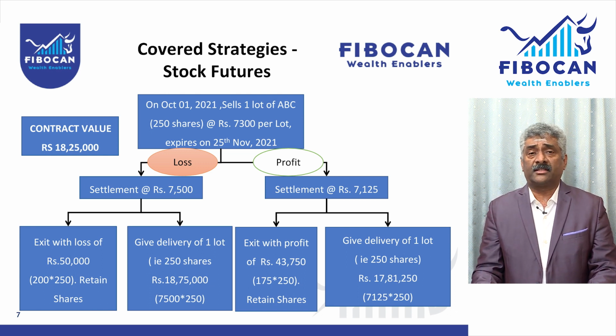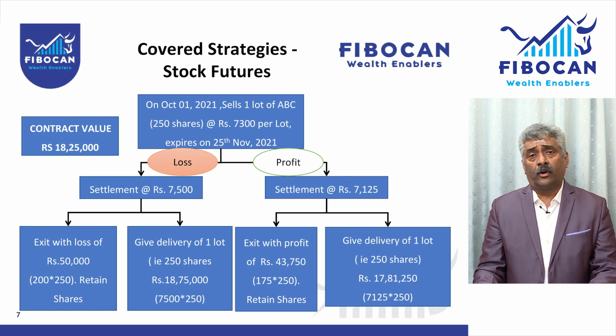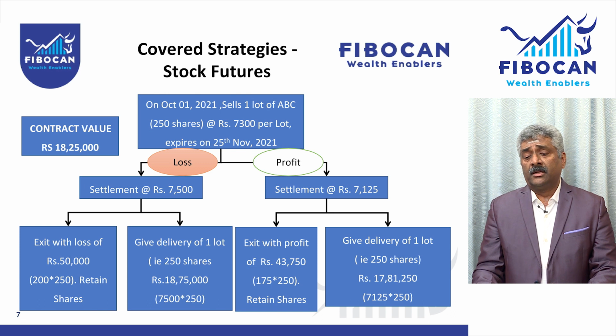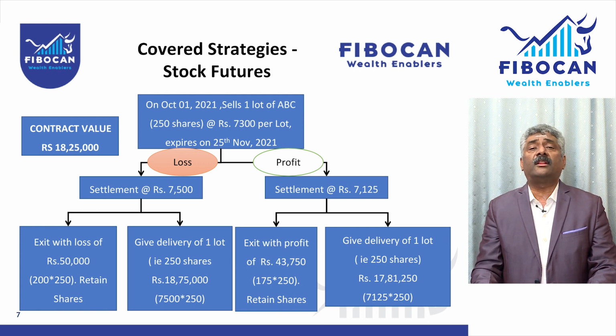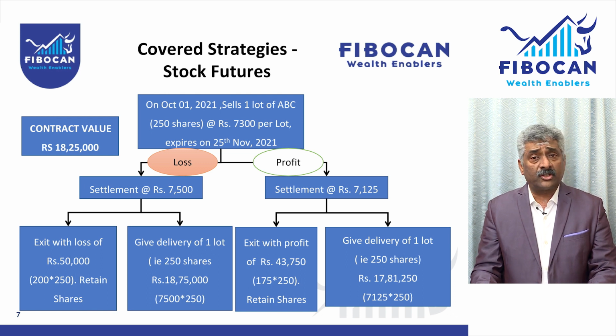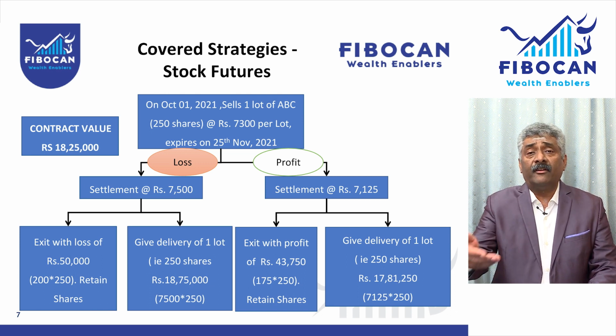Now let us assume, go to the right hand side. Profit. She thought that the price will go down. On the settlement day, the price is 7,125, assuming she has sold at 7,300. Now the price has come down to 7,125. So now she is making a profit of 43,750. How? 175, the difference between 7,300 and 7,125, into 250. That is the profit she earns on the derivatives transaction, and she now has the choice. She can retain the shares, or she can take the profit and also give delivery of the stocks.